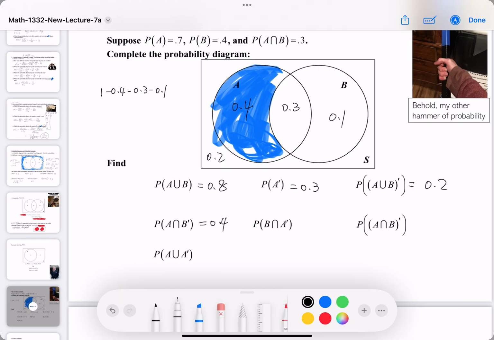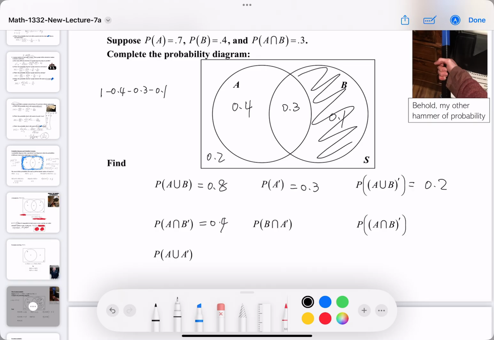Next question, P of B and A prime is the same thing like the previous example. It is the section here. B and A prime is 0.1. Okay, how about the next example? The probability of the prime of A and B. So A and B is 0.3. And 1 minus 0.3 is 0.7.